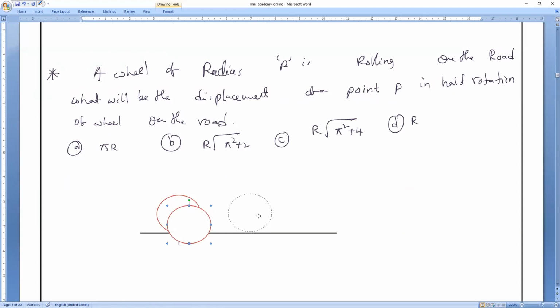You all tell me, will the wheel position come to here or not? Everybody? Yes, sir. Now, where will the P point be? It is saying only half rotation. Then where will the P point be? Is it down or up?